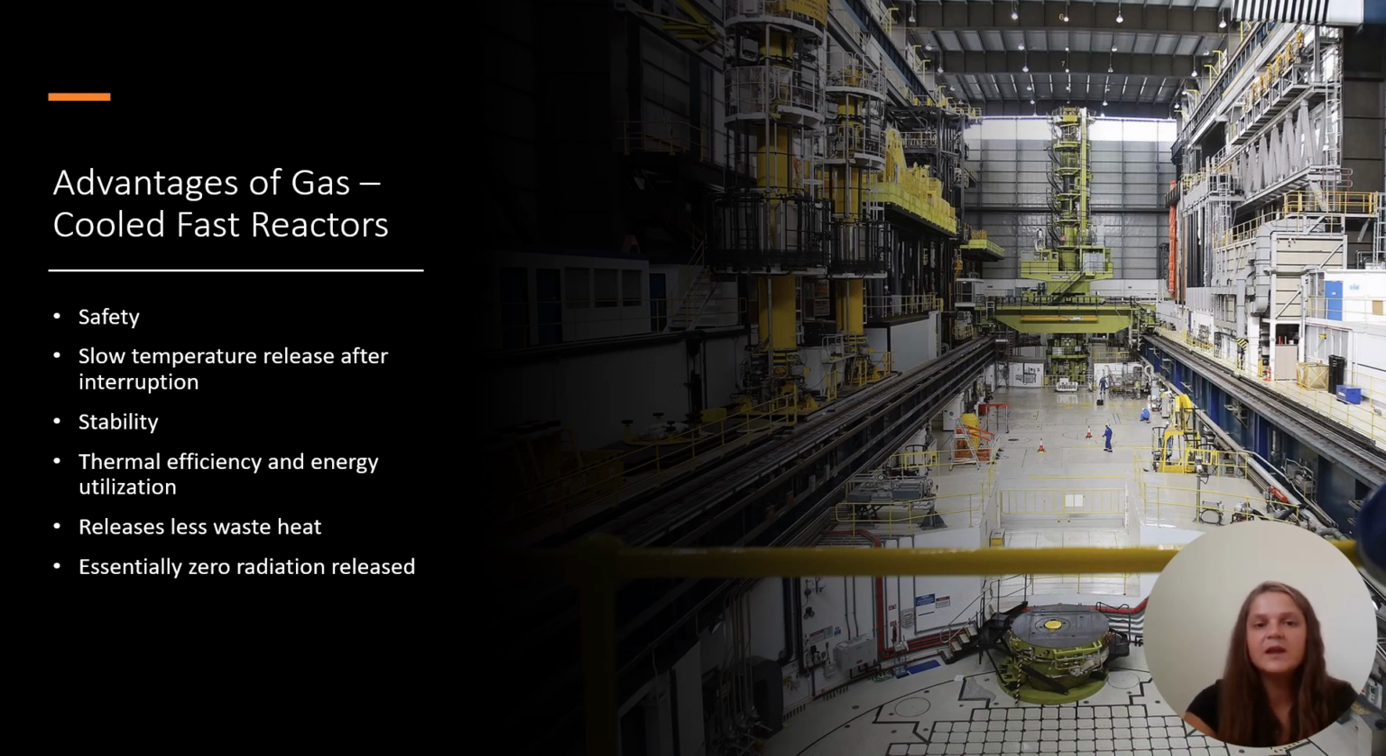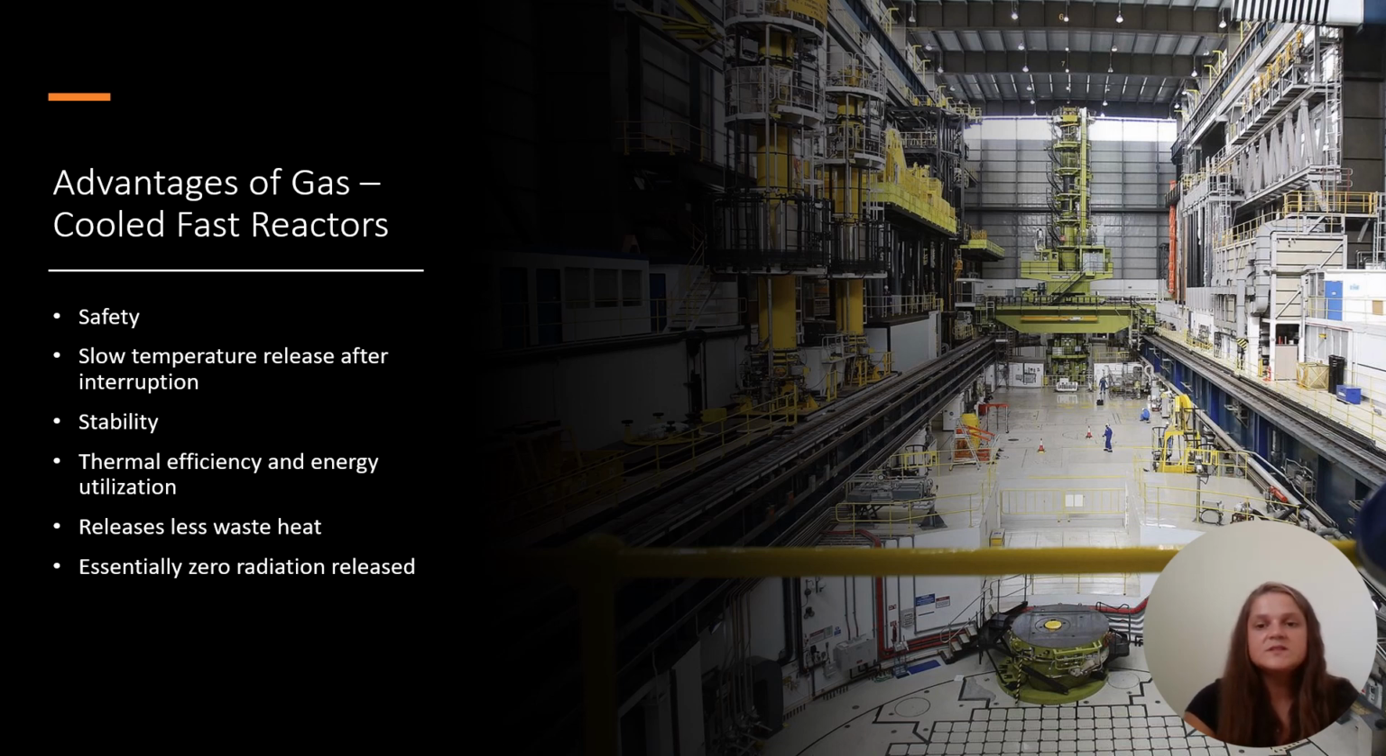Another very important advantage is the slow release of pressure following an interruption by some power failure, mishap, whatever it might be. So in this event, the temperature in the core rises very slowly because the fuel elements are embedded in a massive matrix of graphite. So this serves as a moderator for slowing down neutrons, as we know, and can absorb heat from fission products.